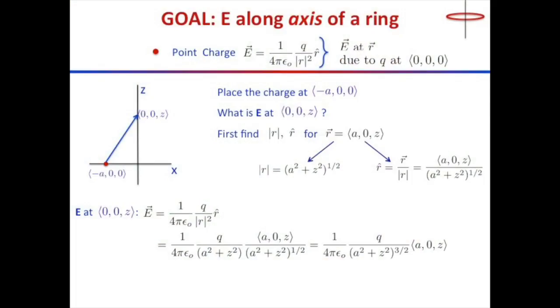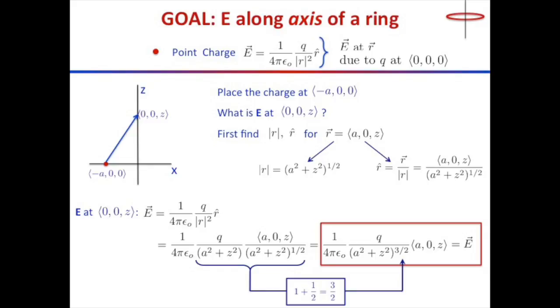The electric field equation is 1 over 4 pi epsilon naught, q over r squared times r hat. The 1 over 4 pi epsilon naught comes straight down. There's the q. And for magnitude of r squared, that 1 half becomes a 1, so what goes in the denominator here is a squared plus z squared. Then this whole bit here is r hat, and to get that, I'm just copying it down. R hat itself was a, 0, z divided by a squared plus z squared to the 1 half.